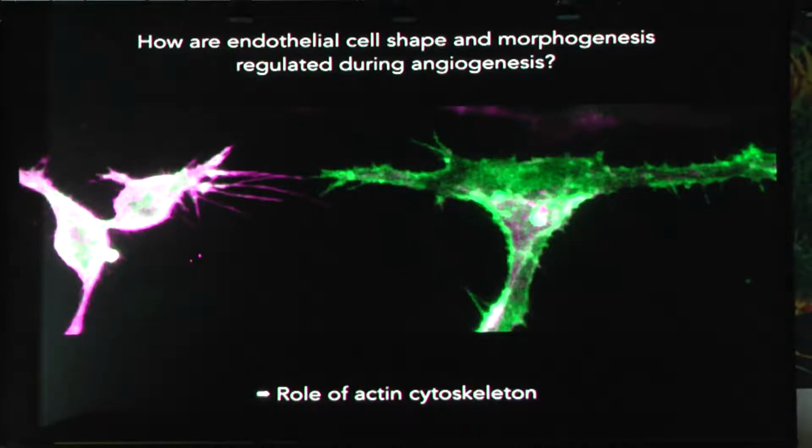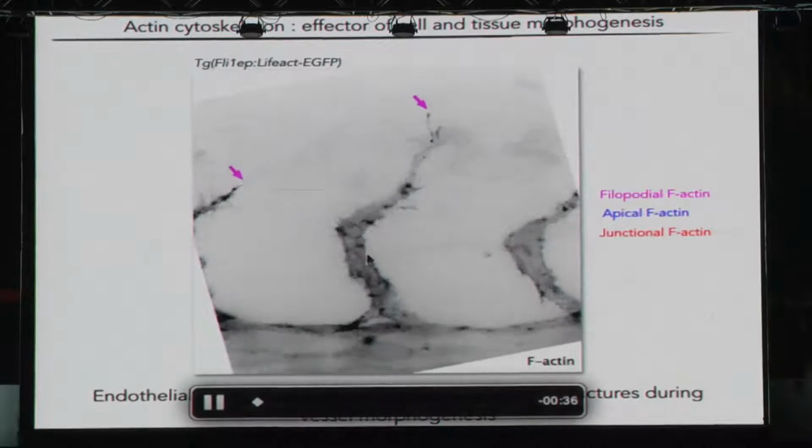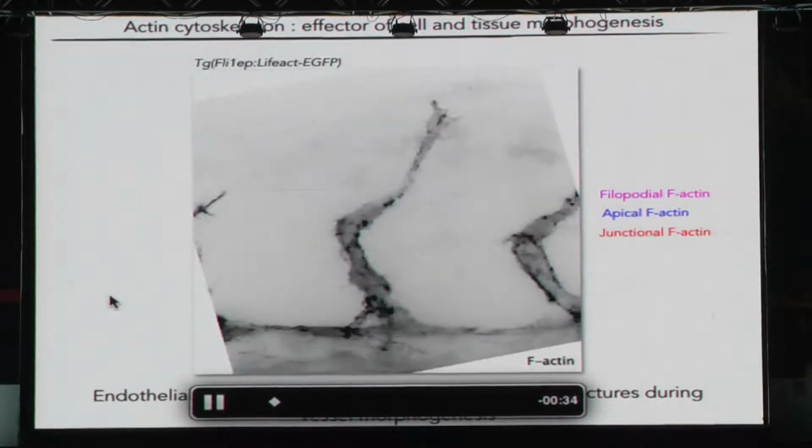I hope from the movies that you can appreciate how dynamic endothelial cell shape is, and this leads to the question of how cell shape is regulated. A few years back, I decided to investigate the role of the actin cytoskeleton in regulating endothelial cell shape changes in angiogenesis. I started by simply generating a zebrafish line where Lifeact-EGFP is expressed specifically under an endothelial promoter called fli1ep. And by performing time-lapse imaging, you can observe that endothelial cells generate diverse actin cytoskeletal structures at distinct phases of vessel morphogenesis.